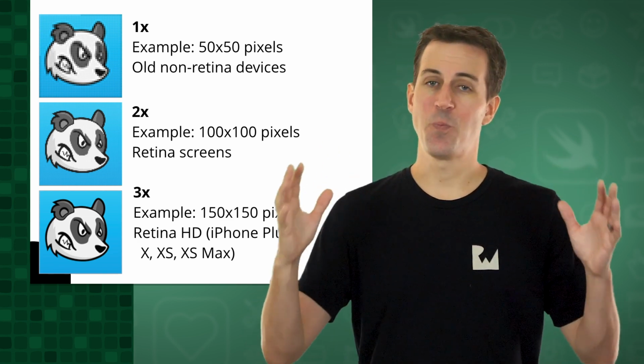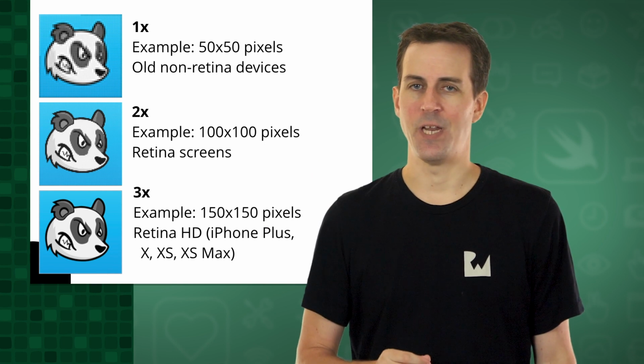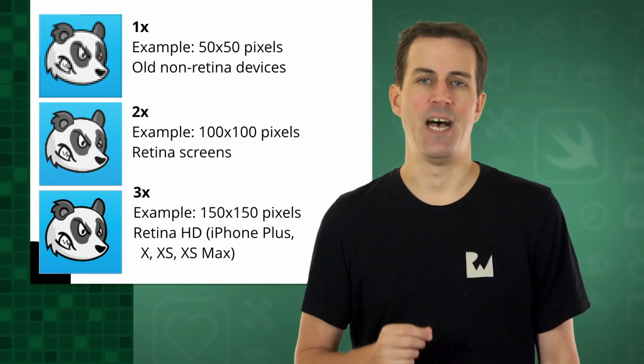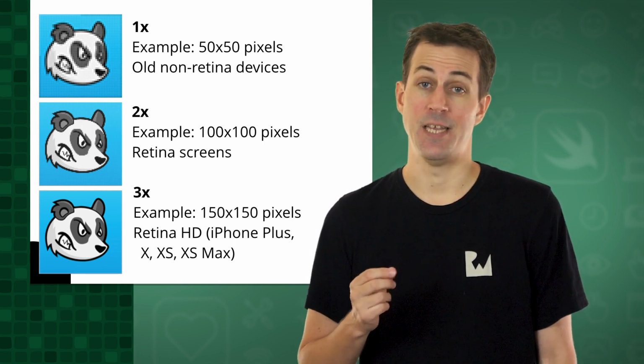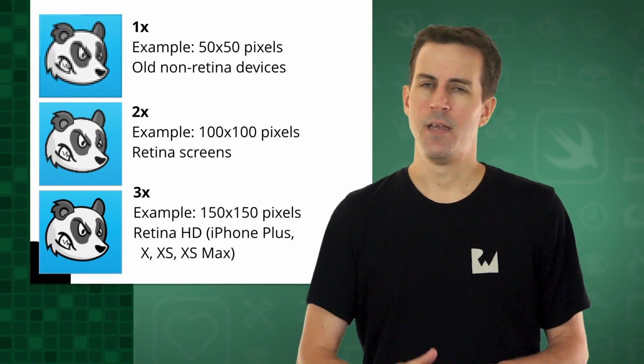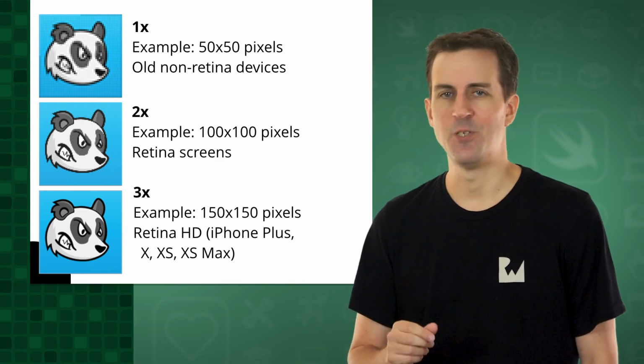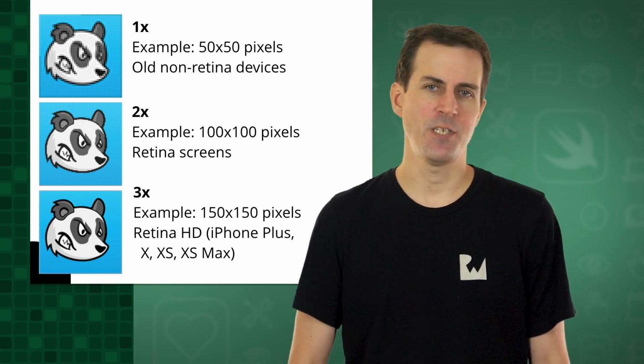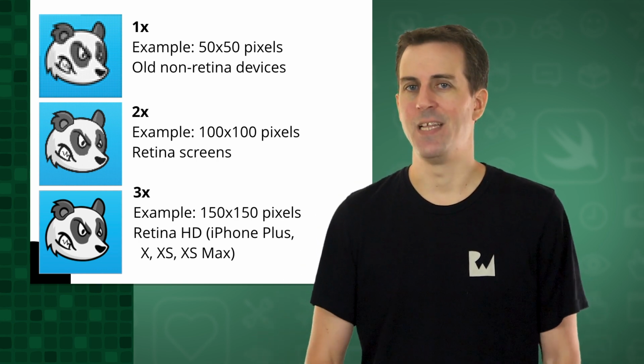3x is for the super high-resolution Retina HD screen of the iPhone Plus, iPhone X, XS, and XS Max models. If you want your app to have extra sharp images on those top-of-the-line iPhone models, then you can drop them into the 3x slot in the asset catalog.